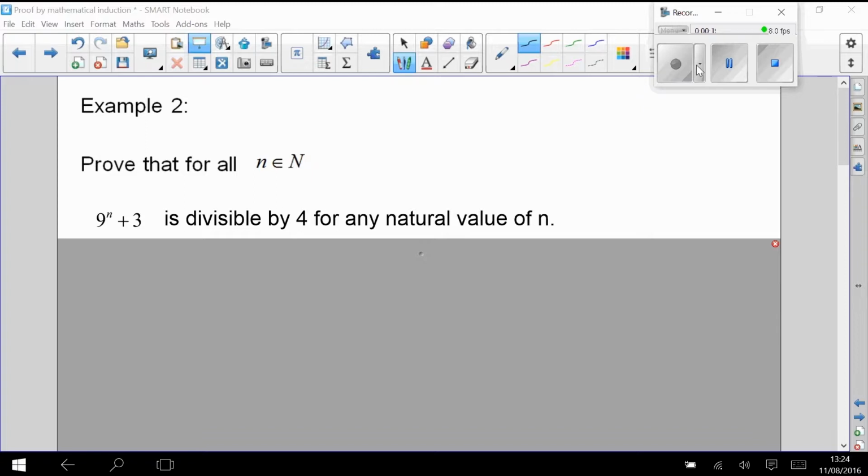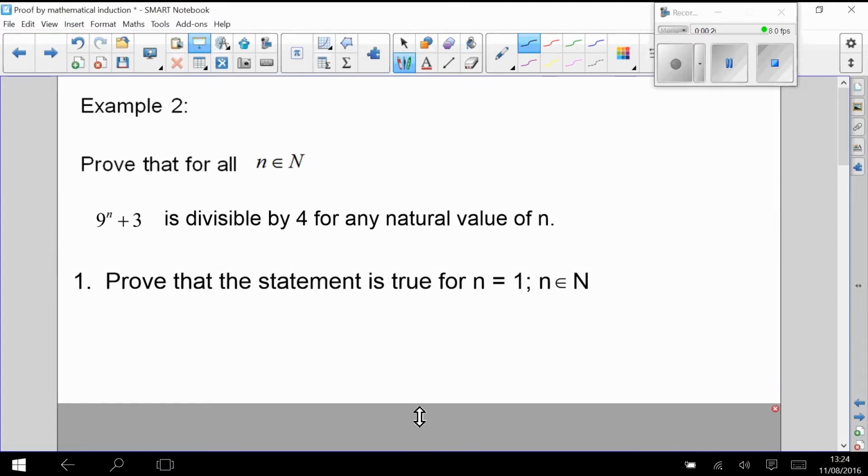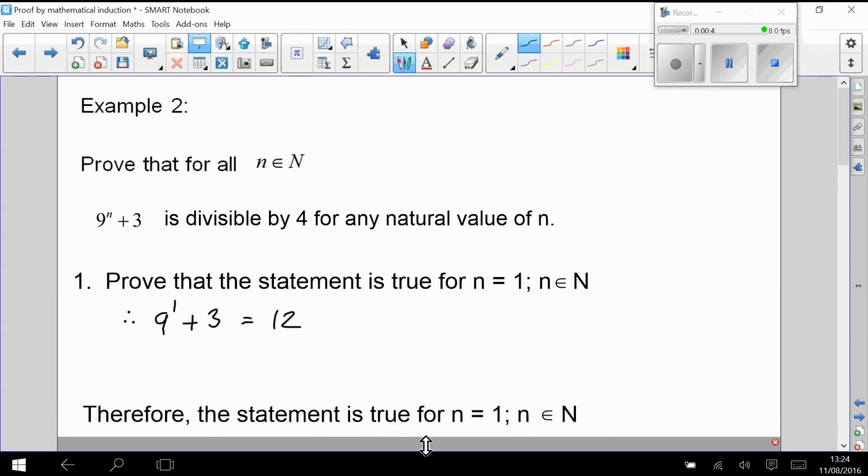We start, as we did before, by proving that the statement is true for n is equal to 1. If n is equal to 1 in this statement, then I'm going to have 9 to the 1 plus 3. Well, that gives me an answer of 12. And I definitely know that 12 is divisible by 4. In other words, I have proven my statement true for n is equal to 1. Now we must move on to number 2, which is our induction.